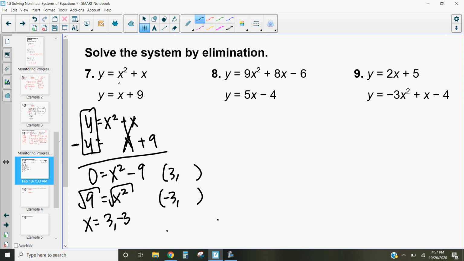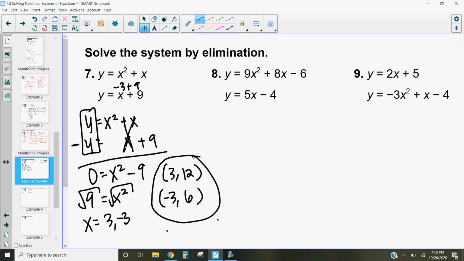So if I put 3 into this one, I get 3 plus 9, which is 12. And then I put negative 3 into this one as well, and I end up getting 6. And that is the solution to these two systems using elimination.